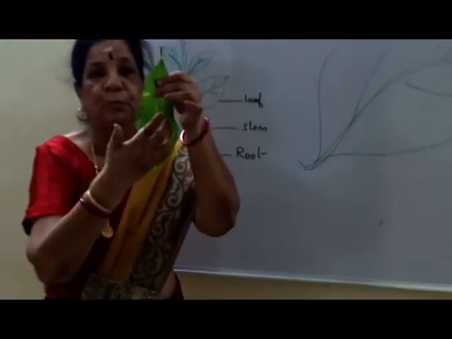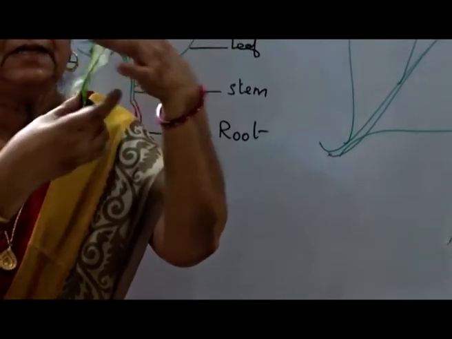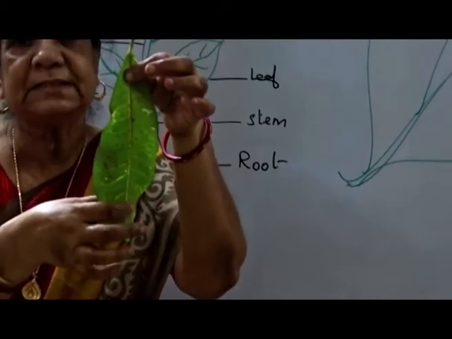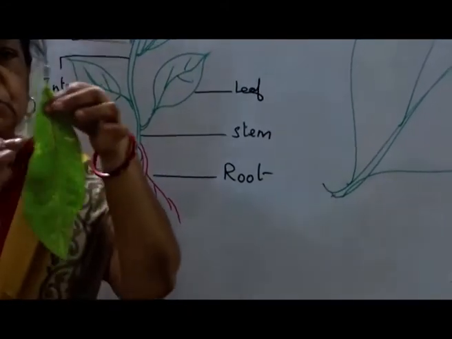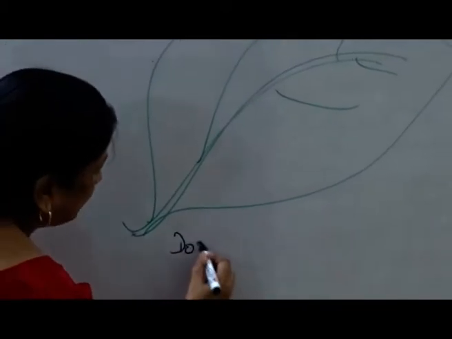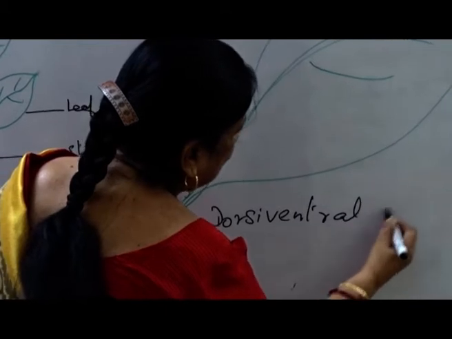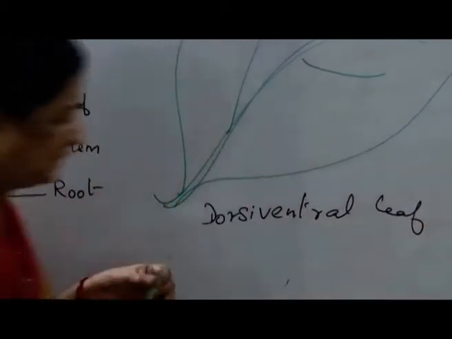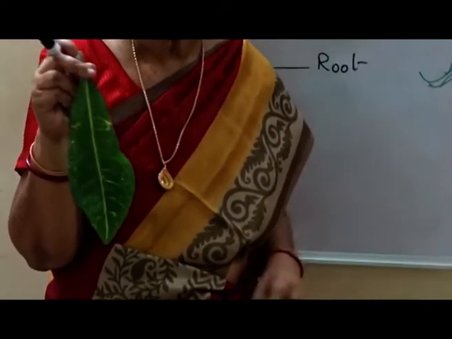It has two parts, two portions. This is the dorsal side and this is the ventral side. So as the leaf has two portions seen clearly, it is called dorsiventral leaf. As two regions are seen clearly as upper and lower, or dorsal and ventral, it is known as dorsiventral leaf.